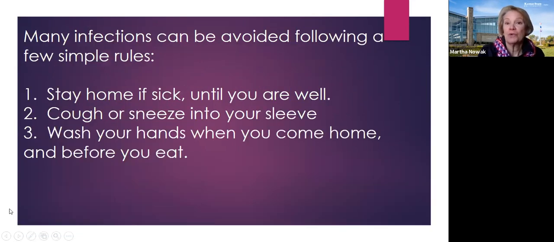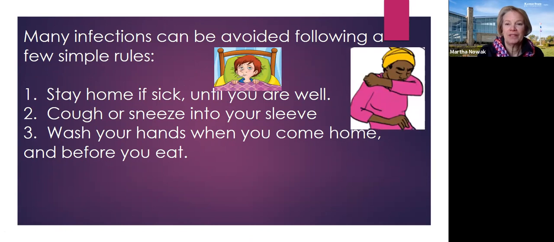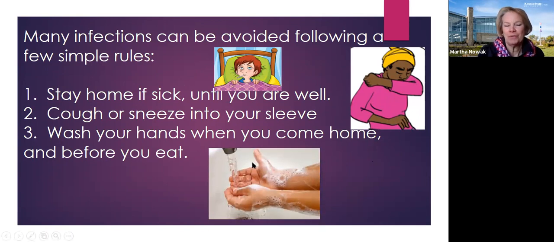Many infections can be avoided by following a few simple rules. Stay home if you're sick until you are well. Cough or sneeze into your sleeve. And wash your hands when you come home and before you eat.